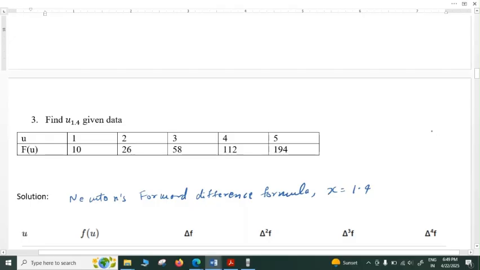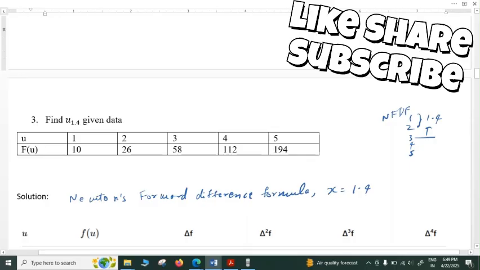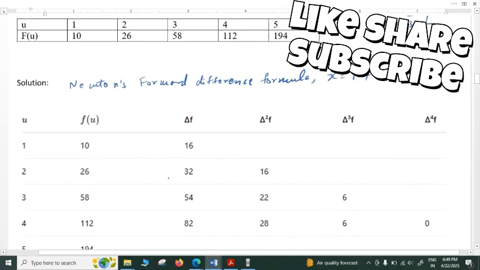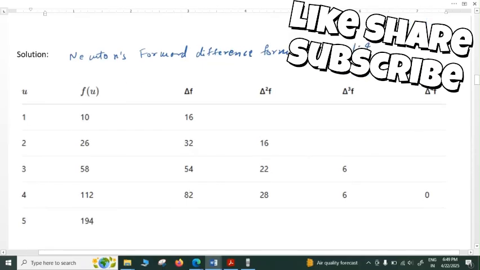So look at this range: 1, 2, 3, 4, 5. You want to find the value between 1 and 2, that is 1.4. If you take this as the range, it is at the start of the range. At the start of the range, you always have to use Newton's forward difference formula. Therefore, use the table immediately. Populate all the values, students: 1, 2, 3, 4, 5, 10, 26, 58, 112, 194. And then we'll find the differences: 26 minus 10 is 16, 58 minus 26 is 32, 112 minus 58 is 54, 194 minus 112 is 82. Like this we calculate.